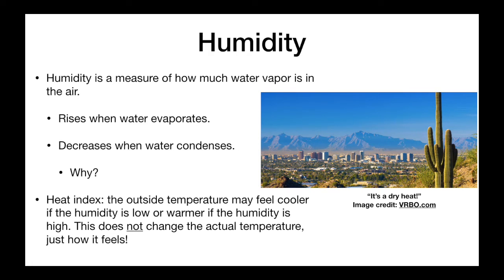The reason that humidity decreases when water condenses is because once it condenses, it's going back to liquid water. It's no longer water vapor. So if we're just measuring water vapor, as we're condensing, that means we're getting less vapor. We're getting more liquid water, but less vapor.